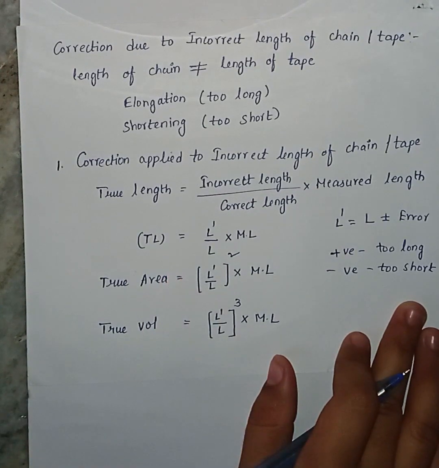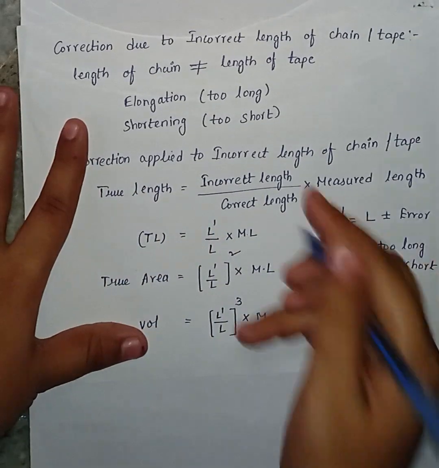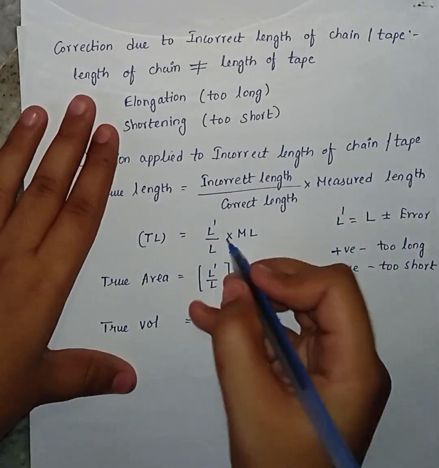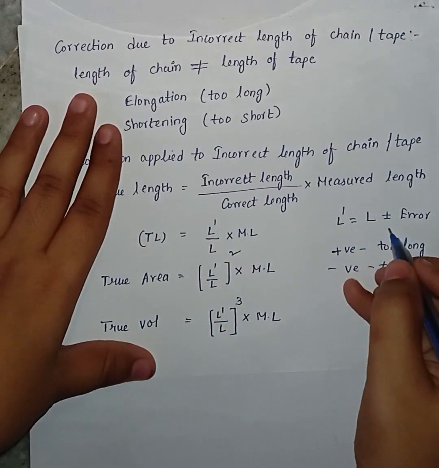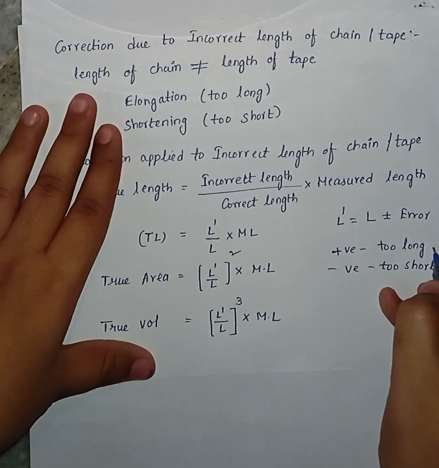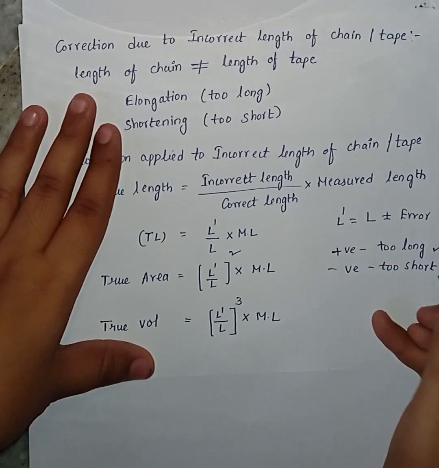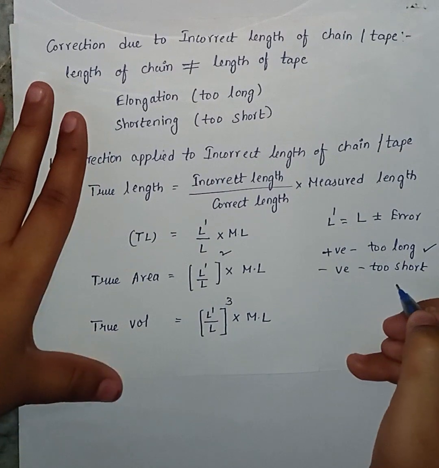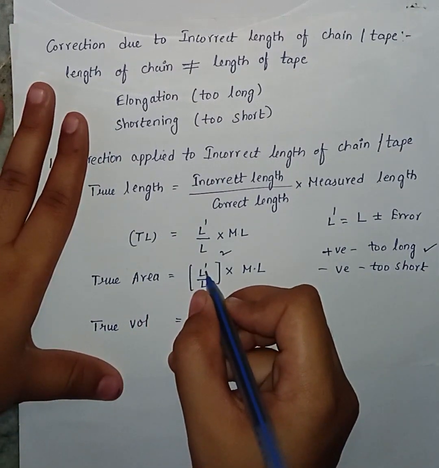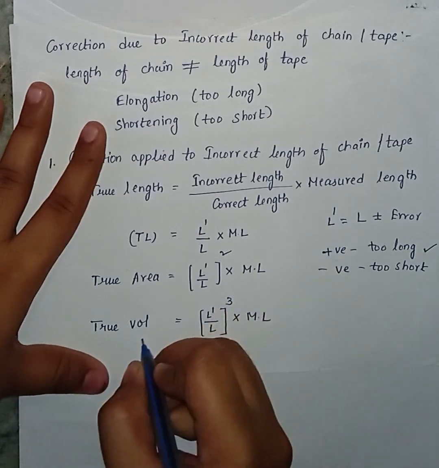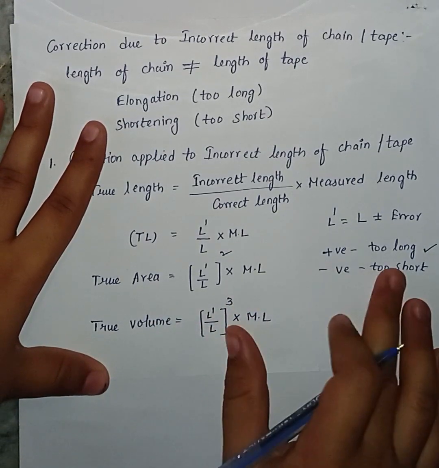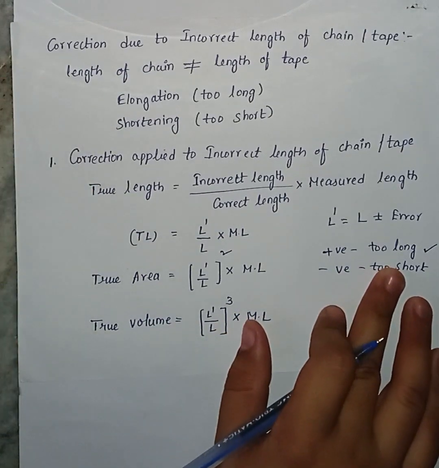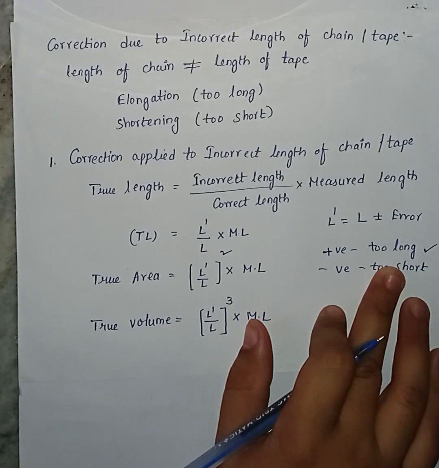True length equal to incorrect length divided by correct length into measured length, that is L dash by L into measured length, where incorrect length equal to true length plus or minus error. In case of too long we are taking positive error, in case of too short we are taking the negative error. True area equal to L dash by L whole square into measured length. True volume is equal to L dash by L whole cube into measured volume. So these are the corrections we are applying for chain or tape.